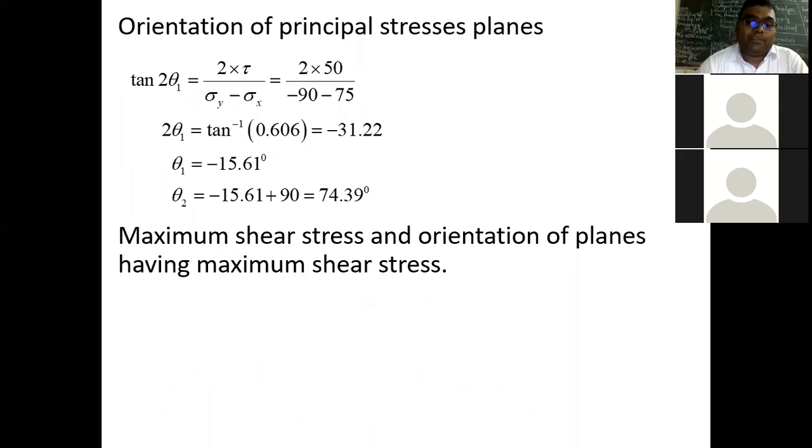Now we have to calculate the orientation of the principal stress. Simple, you know that formula. We have already derived it in the previous classes. Tan 2 theta 1 is equal to 2 tau upon sigma y minus sigma x. Put in all the respective values as given in the question. You will get theta 1 is equal to minus 15.61 degrees. And how to find theta 2? Just add 90 degrees. So theta 2 will be 74.39.